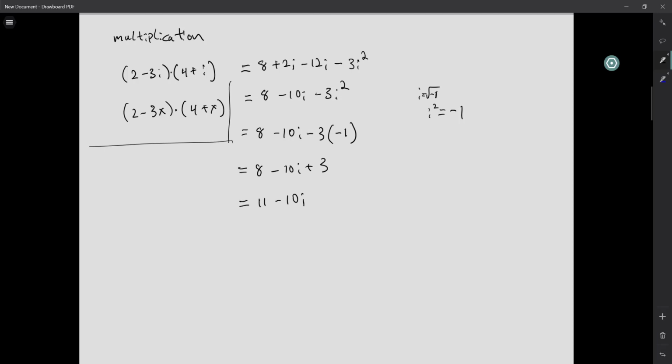So that covers the basics of multiplication. If I wanted to do things to a power, well, then I would have to do that just like I would with polynomials. I would have to treat this as repeated multiplication.